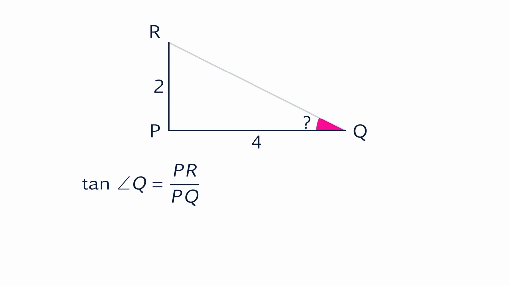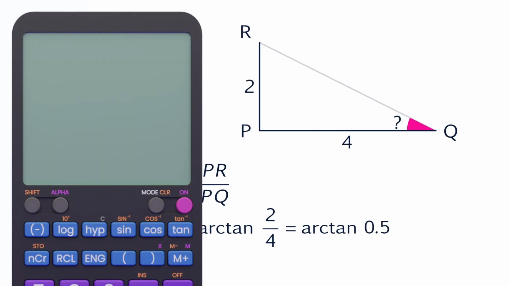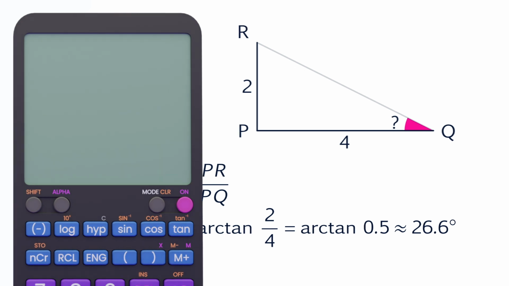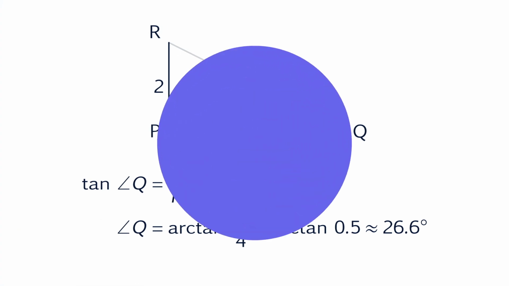So, to solve for angle Q, you apply arctangent to both sides of the equation. Angle Q equals arctangent of PR over PQ. Plugging in, PR is 2, and PQ equals 4. You have 2 over 4, or 0.5. Inputting arctangent of 0.5 into your calculator, you get approximately 26.6 degrees when rounded to one decimal place. There you go. Angle Q is about 26.6 degrees.